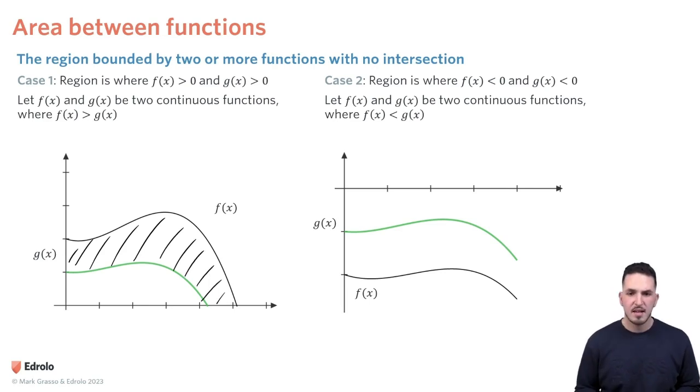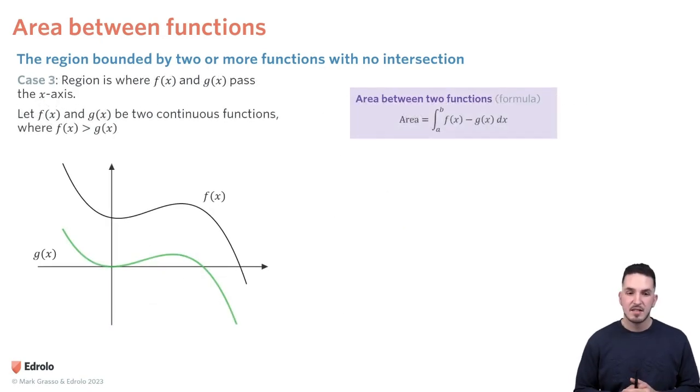Case 2 is where f of x is less than 0 and g of x is less than 0. Again, let f of x and g of x be two continuous functions. In this case, f of x is less than g of x because it's essentially more negative than g of x, which is below the axis. Case 3 is where f of x and g of x pass the x-axis. Let f of x and g of x again be two continuous functions, where now f of x is greater than g of x.